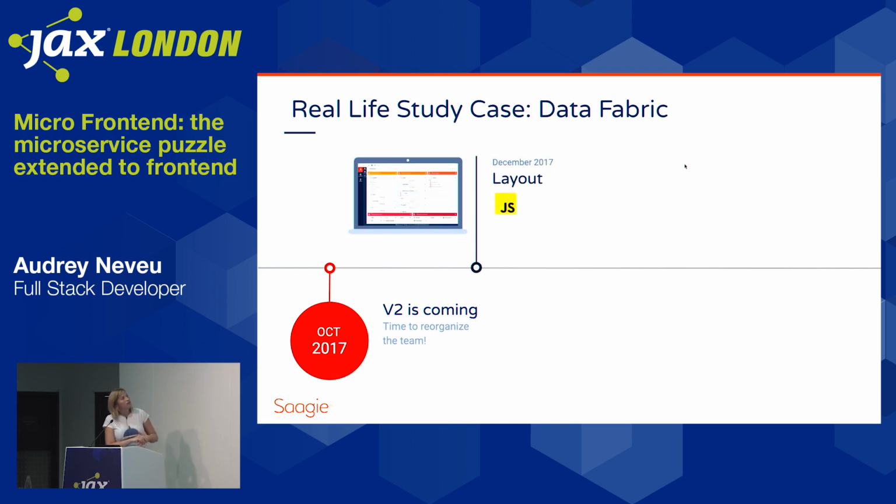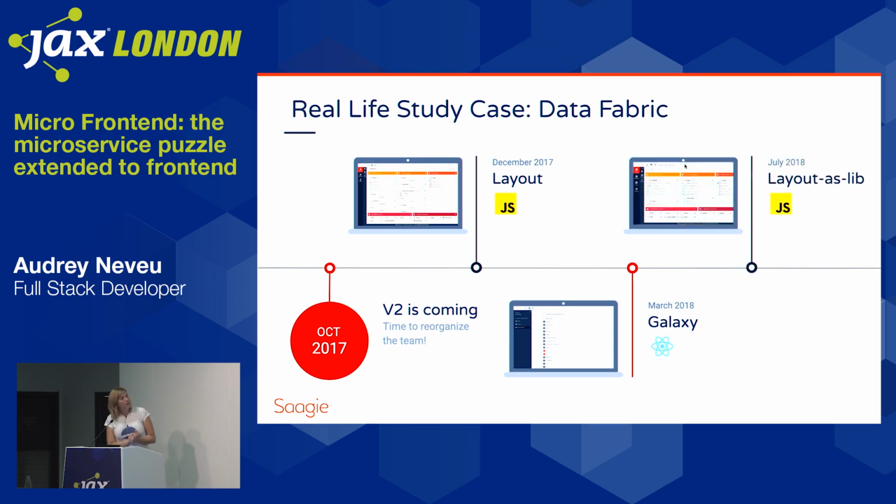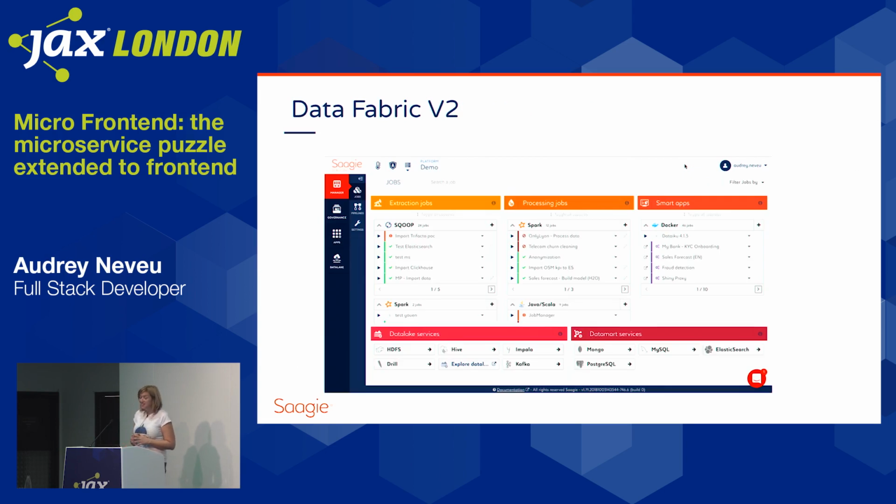So it all started with Layout, which was released in December 2017, pure JavaScript. Then came Galaxy, our second try, in March 2018, this time in React. And finally, we ended up with Layout-as-Lib, which is also in JavaScript and which is in production since July last year. And this is what we are going to talk about, those experiments.